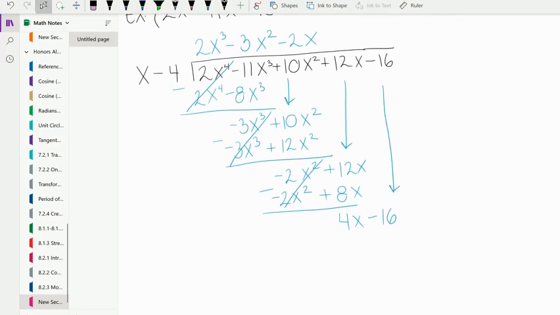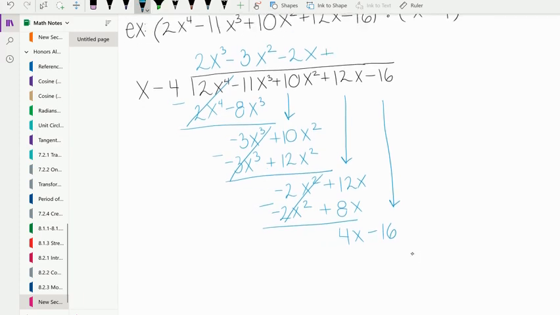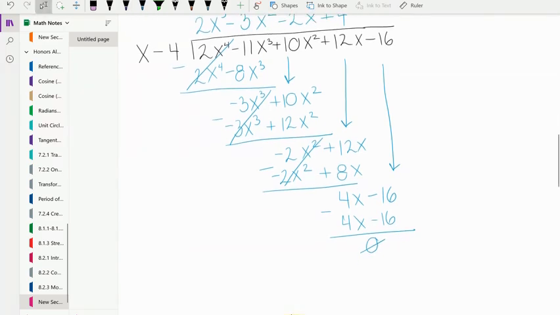So x times what is 4x? That would be 4. 4 times x is 4x. 4 times negative 4 is negative 16. You subtract and you get 0, which means that x minus 4 is a factor. It goes in evenly, and we don't need to write the remainder. So we would just write our final answer as 2x cubed minus 3x squared minus 2x plus 4.